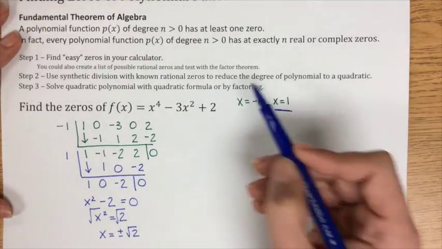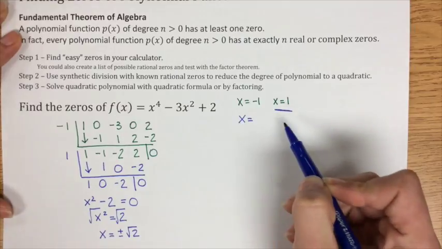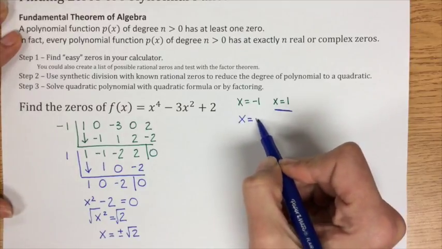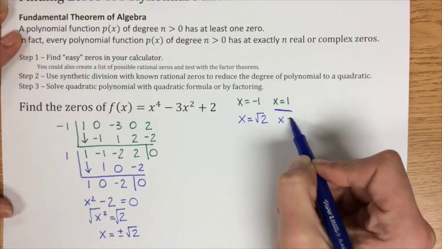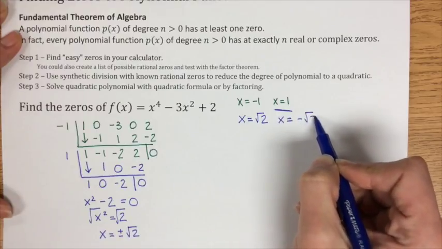We have 2 of them over here. We can add the 2 we just found. So one of them is square root of 2, and the other one is negative square root of 2.